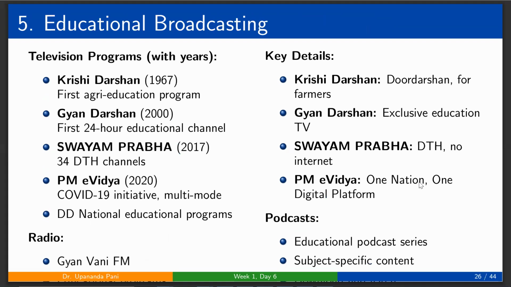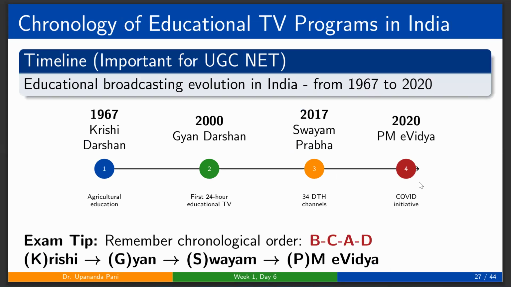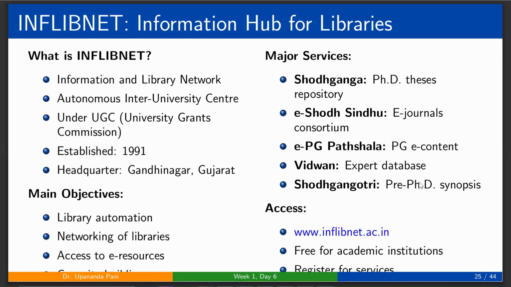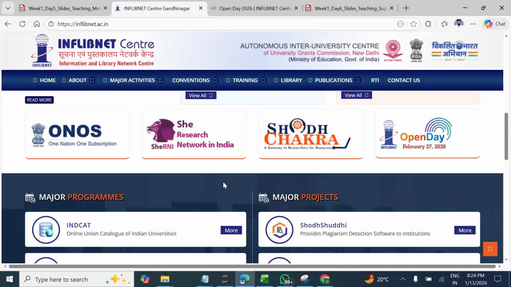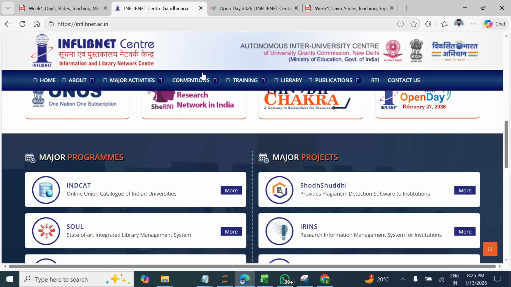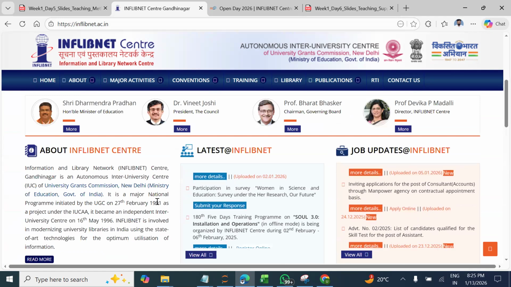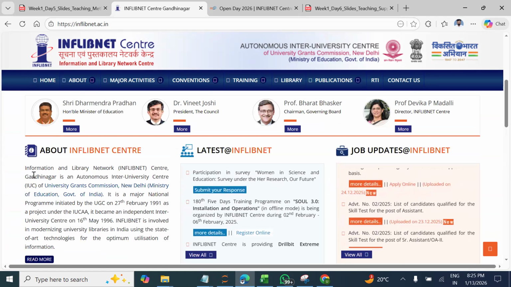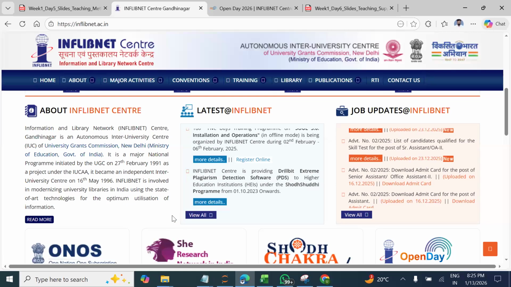Just because we are focusing on INFLIBNET, let's check it. You can go to inflibnet.ac.in and see what the major initiatives are. Just for your information, INFLIBNET is the Information and Library Network, which we have already discussed. It was established in 1991.